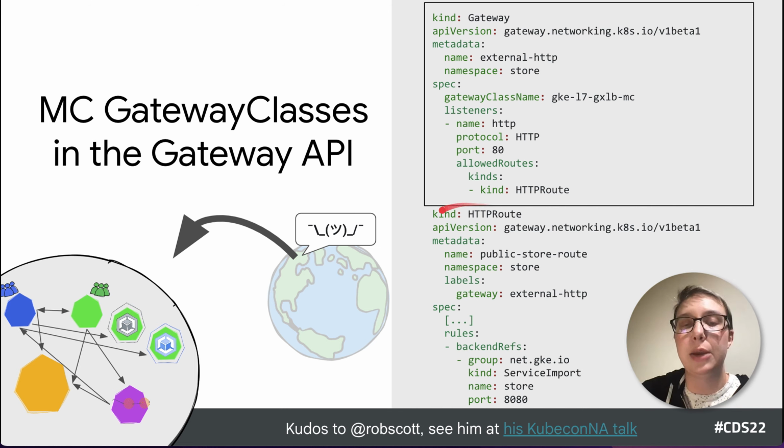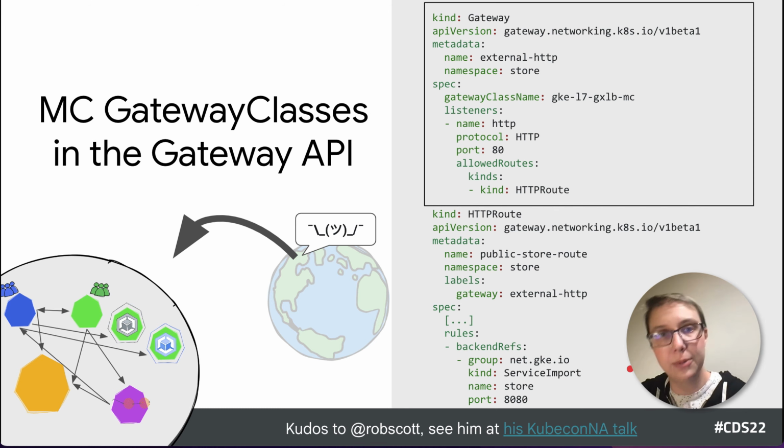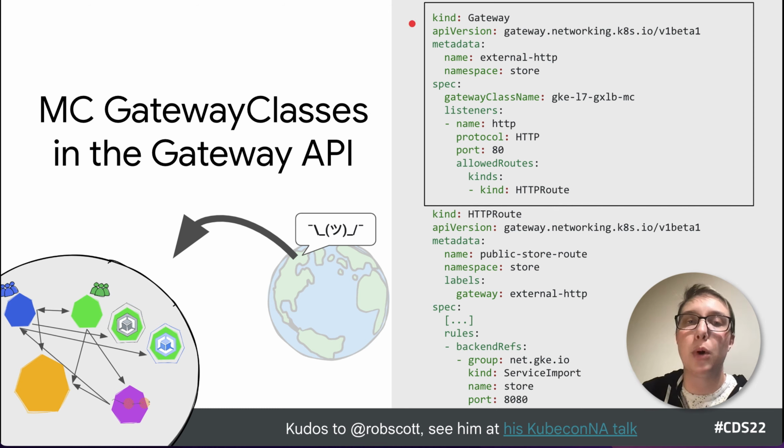And then separated from the gateways are these routes. HTTP route is one of the kinds of routes that actually describe, using this gateway, what paths should go where, right? So the platform, network administrator side is making these gateway objects, and then the application developer persona is making more of these routing objects. And here you'll see that in the GKE case, there are some gateway classes that end in MC, which means multi-cluster, and they're able to load balance across service imports.